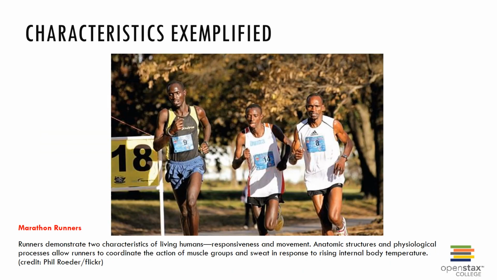So here's an example. Marathon runners demonstrate two characteristics of living organisms. They can respond and move. There are anatomical structures and physiological processes in place that allow runners to coordinate actions of muscle groups and also sweat in response to rising internal body temperature, which allows the body to cool.